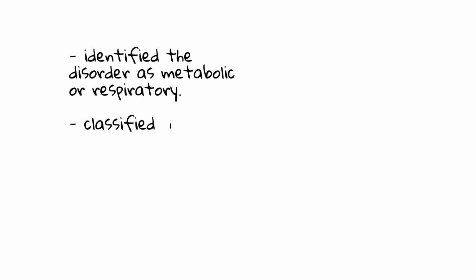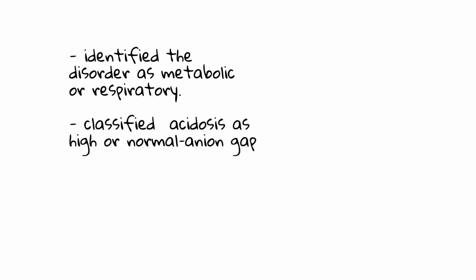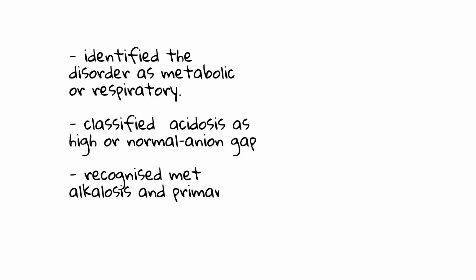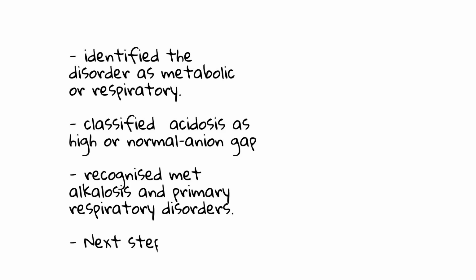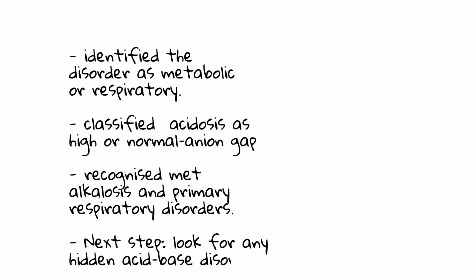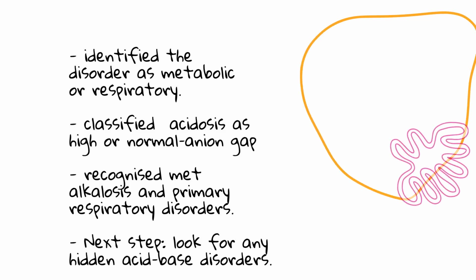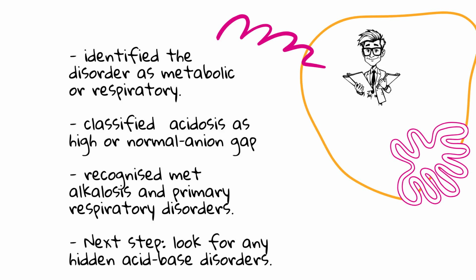At this stage, you've identified whether the disturbance is metabolic or respiratory, and you've classified any acidosis as high anion gap or normal anion gap. You've also pinpointed metabolic alkalosis and the primary respiratory disorders. Now it's time to look deeper and uncover any mixed or hidden acid-base disorders.